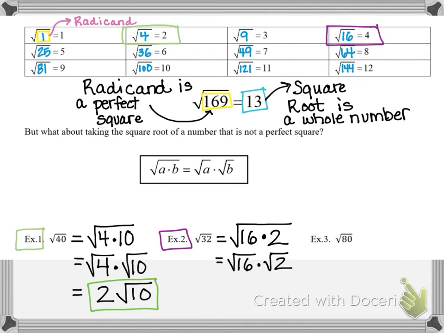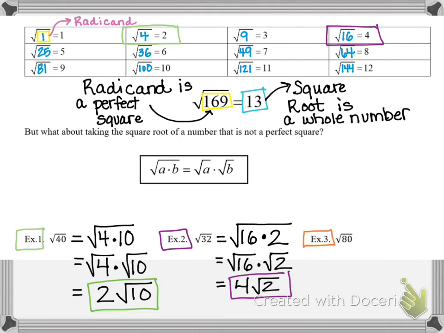multiplied by the square root of 2 simplifies to 4 because the square root of 16 is the whole number 4. And then I multiply that by the square root of 2. And now I have a fully simplified square root expression. So 4 times the square root of 2.